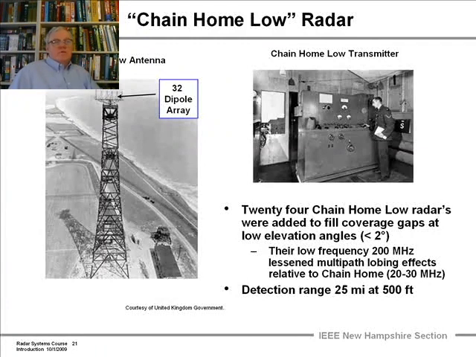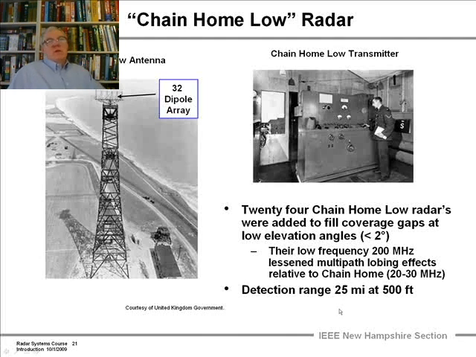One of the things we'll go over in propagation is when you have very long wavelengths like this, like the Chain Home, there are at lower elevation angles gaps in the coverage. And the British built a higher frequency system of radars, at 200 megahertz as opposed to 20 to 30 megahertz, with the new technology that was being developed to fill in low elevation coverage at less than 2 degree elevation. And they could detect an aircraft coming in at 500 feet at a range of 25 miles.